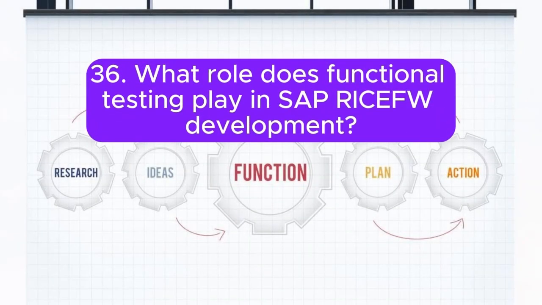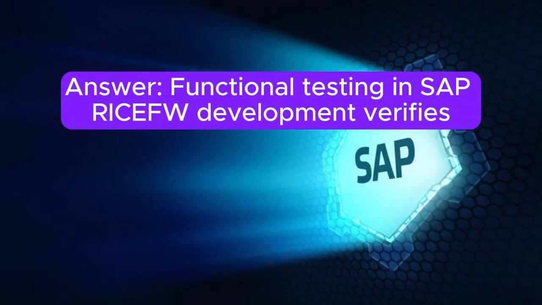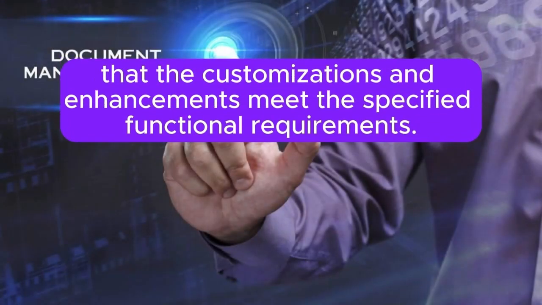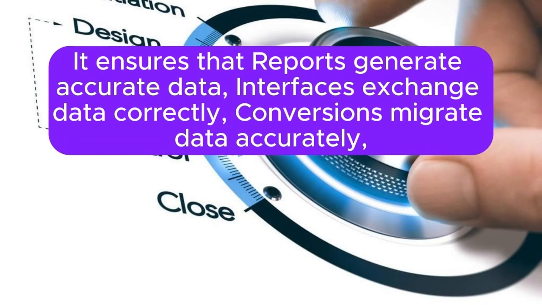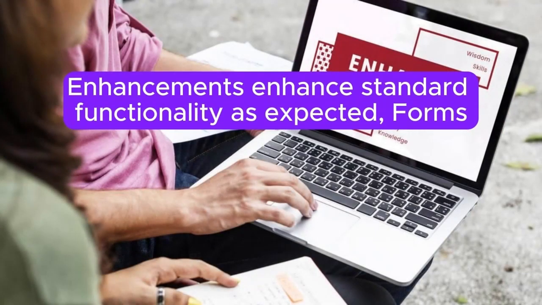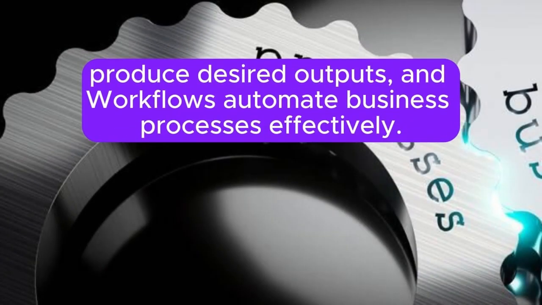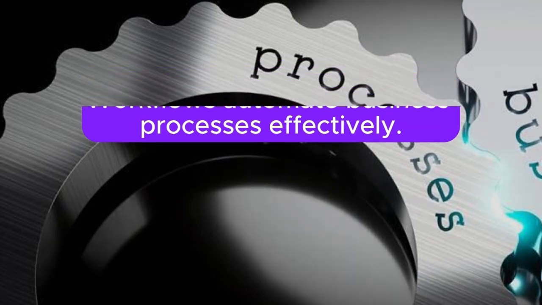36. What role does functional testing play in SAP RICEF development? Answer: Functional testing in SAP RICEF development verifies that the customizations and enhancements meet the specified functional requirements. It ensures that reports generate accurate data, interfaces exchange data correctly, conversions migrate data accurately, enhancements enhance standard functionality as expected, forms produce desired outputs, and workflows automate business processes effectively.